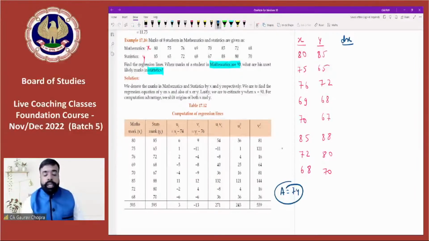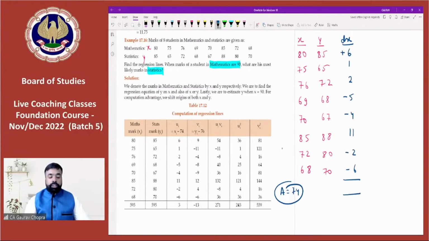If we take deviation from 74, then what will be dx? 80 minus 74 is 6, then 75 minus 74 is 1, then 2, negative 5, negative 4, then 85 minus 74 is 11, negative 2, and then negative 6. We can add and find the total. How much is coming? So it is 3.